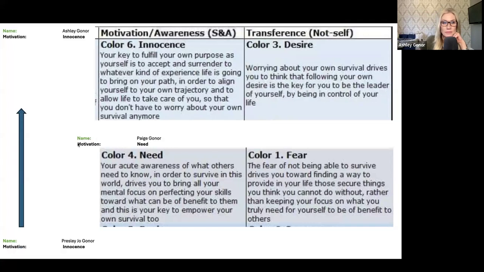So this is motivation, right? I did this one specifically like this so that you could understand the opposite, the not self. So you and Presley are innocence. You both are motivated by innocence. What that means is your key to fulfill your purpose as yourself is to accept and surrender to whatever kind of experience life is going to bring on your path, in order to align yourself with your own trajectory and to allow life to take care of you so that you don't have to worry about your own survival anymore.